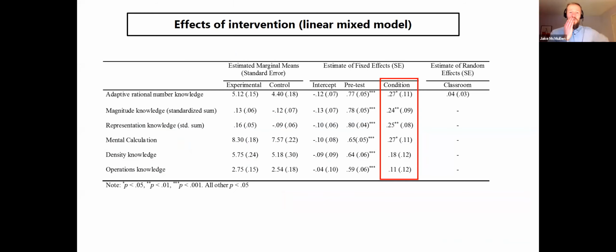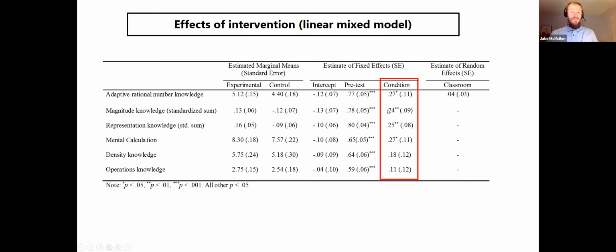Our results showed some differing effects, but we found an effect for adaptive rational number knowledge. This is a linear mixed model where it appeared that we should include classroom effects in the multi-level analysis, but those classroom effects weren't significant, but we did find an effect of condition. You can see here the estimated marginal means controlling for pretest scores. We saw the experimental group outperform the control group. Obviously, we had large effects of pretest.